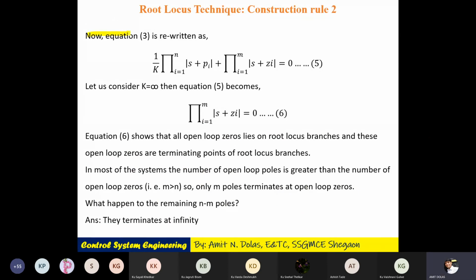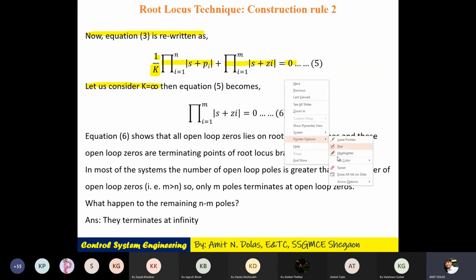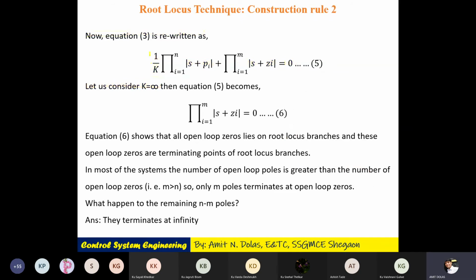Then now in equation number 3, I have just modified this equation number 3. K से divide किया है. So 1 by k, product of all poles plus product of all zeros equal to 0. Now I will take the value of k infinity. Let us consider k infinity. Then what happened? If k is infinity, then this term becomes 0. Pole wali term becomes 0. And equation 5 becomes the product of all zeros. Magnitude of the product of all zeros is equal to 0.